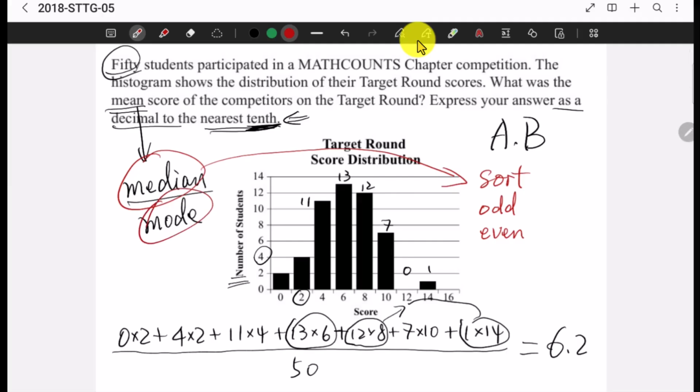So in this case, the mode is the score 6, because we have the largest number of students who scored a 6. We had 13 of them score a 6, so that's the mode. So here's the reminder: please pay close attention to what the question is asking for. Is that really the mean, or is that the median, or is that the mode?